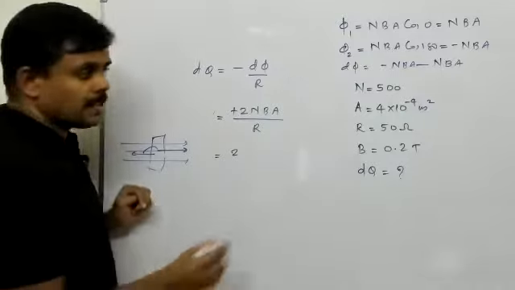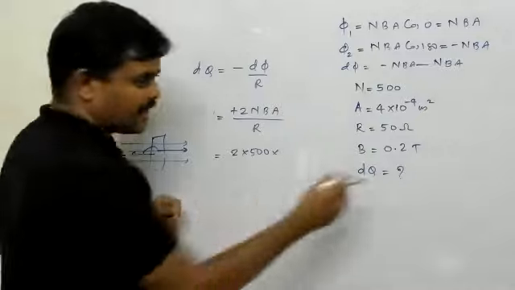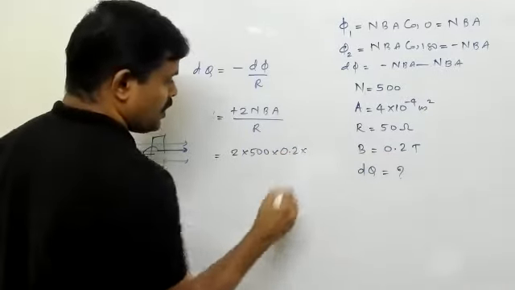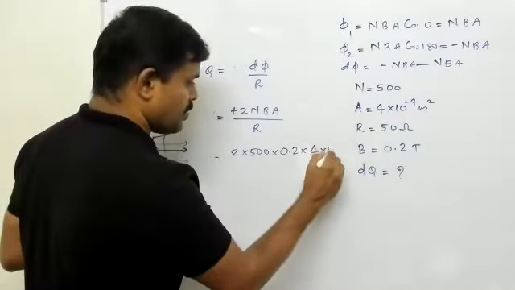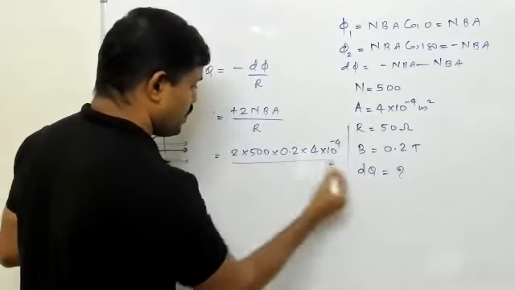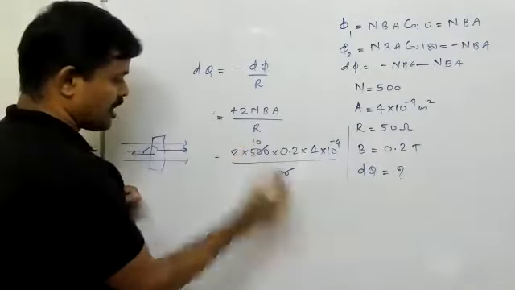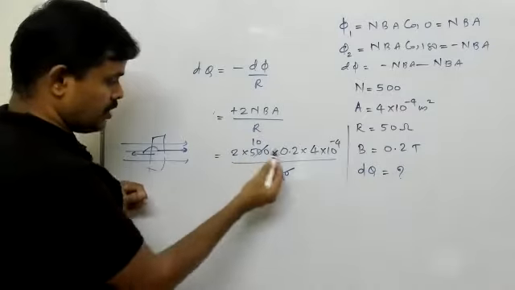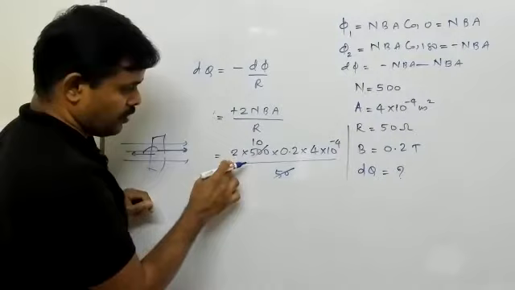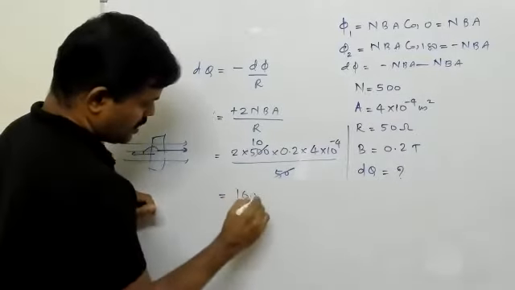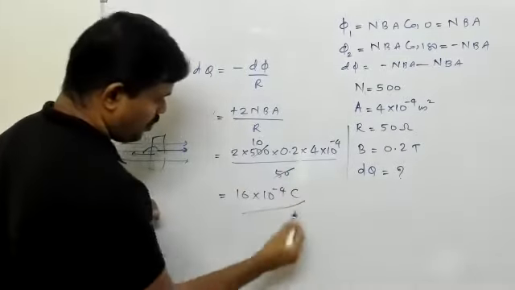So this is 2 into number of turns, which is 500, into magnetic field, given as 0.2, into area, given as 4 into 10 power minus 4, divided by the resistance, given as 50. Let us cut 50 and 500. It is 10. Then 2 into 10 into 0.2 is 4. 4 into 4, 16. 16 into 10 power minus 4. It is charge, so Coulomb.